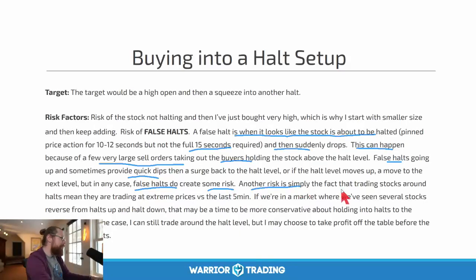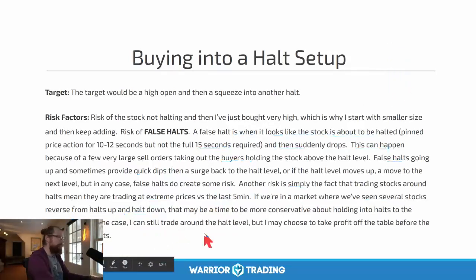Another risk is simply the fact that trading stocks around halts means that they are trading at extreme prices versus the last 5 minutes. But we also know that that's usually what we like in terms of peak volatility, meaning peak opportunity. So if we're in a market where we've seen several stocks reverse from halts and halt down, where they halt up and then immediately resume and halt back down, that would be a time where, because of that current market condition, I would be more cautious about buying halts.